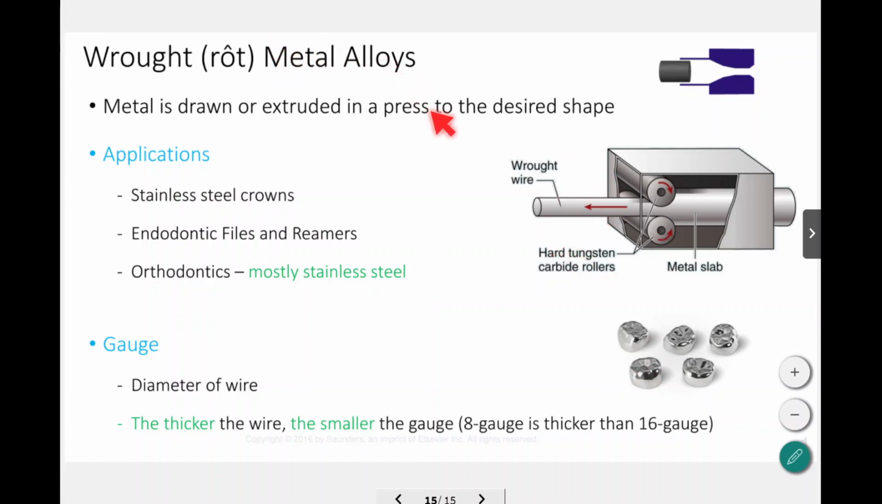So we have the alloy and we press it into stainless steel crowns, or endodontic files and reamers as well. One note about that is that the gauge is the diameter of the wire, and the thicker the wire, the smaller the gauge. So when you talk about an 8 gauge, that wire is thicker than a 16 gauge wire. And that ends our lecture on the metals in dentistry.